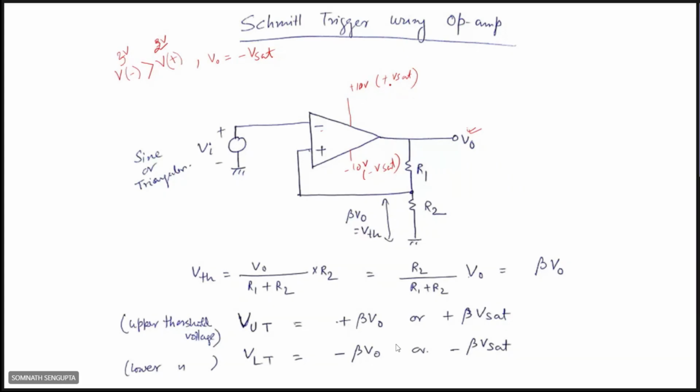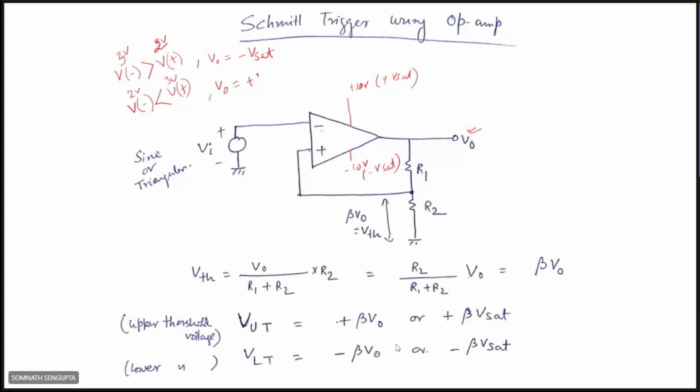Now if you apply 3 volt at the negative terminal and 2 volt at the positive terminal, more voltage is there in the inverting terminal, so the output will be negative, minus V sat. Similarly, if V negative is less than V positive, say 2 volt and 3 volt, then the output will be equal to plus V sat.